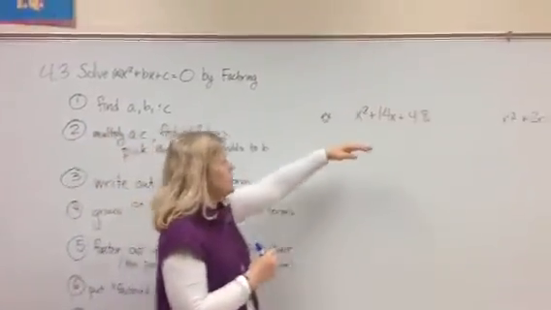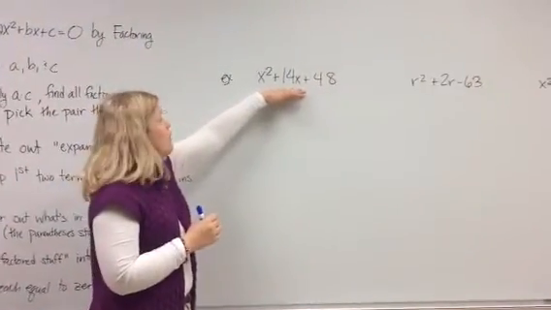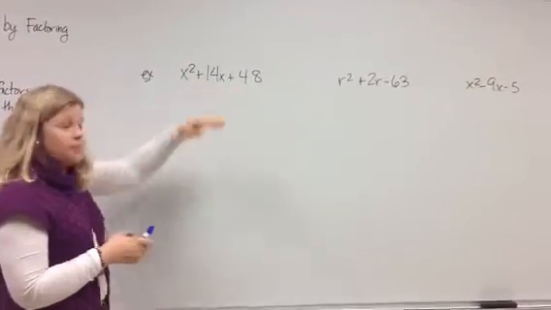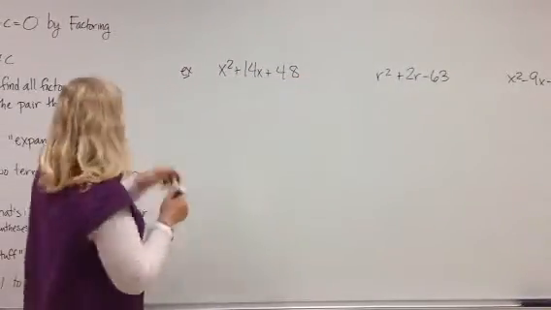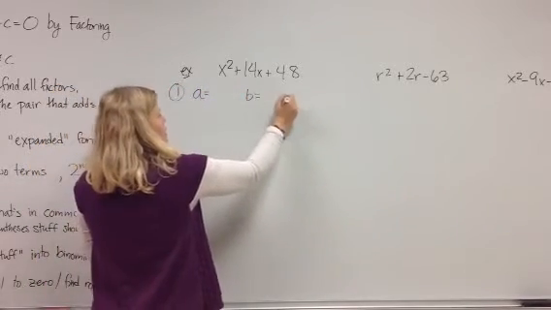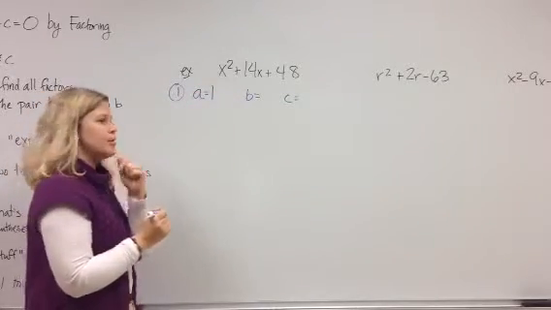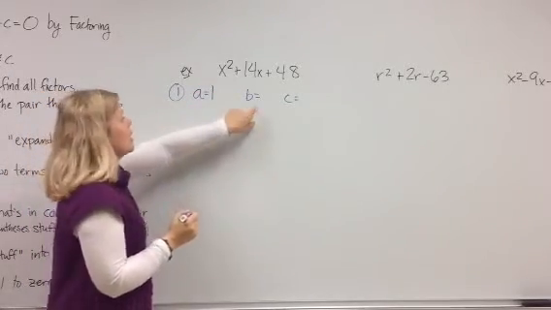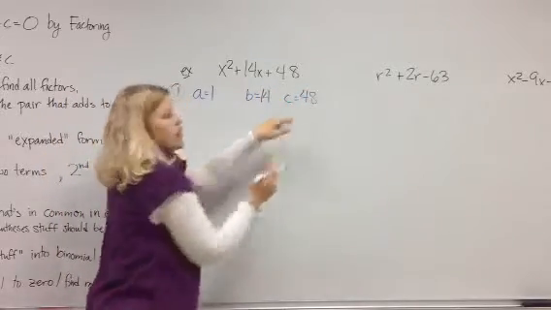So let's come over here. If you had something like this, it would probably just say, factor this expression. We can't call it an equation because it doesn't have an equal sign. So first step, find A, B, and C. You are really good at that by now. What's the A here? Oh, it's 1. Maybe that's why there's something special about it. B is 14, and C is 48.